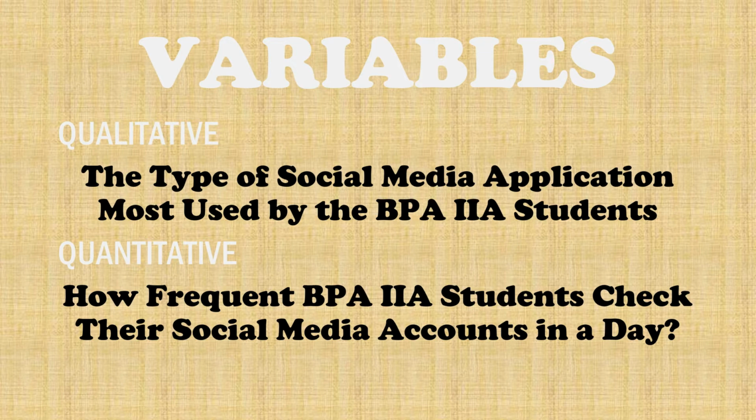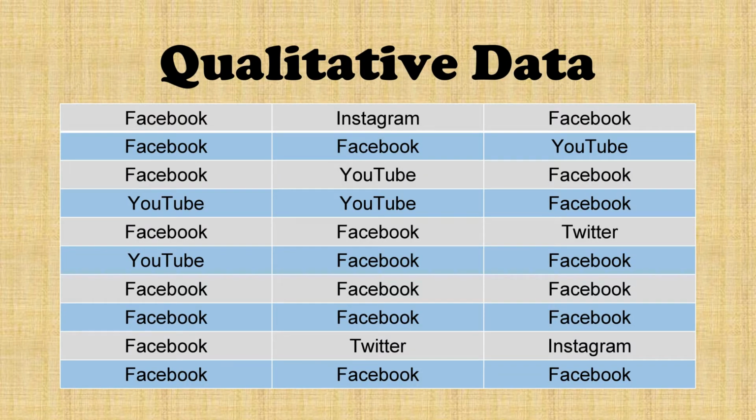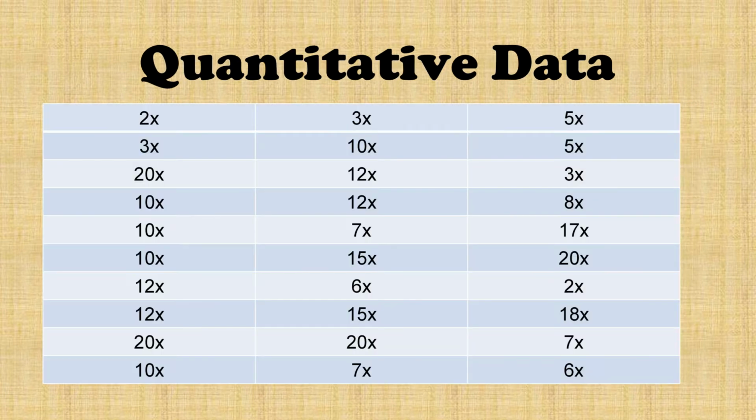The qualitative variable in the study aims to answer the question on what type of social media application is most used by the BPA-2A students, and the quantitative variable aims to answer the question on how frequent BPA-2A students check their social media accounts in a day. In order to understand deeper, let's start with the qualitative data. The table shows the 30 responses of the BPA-2A students, in which they indicated the social media application that they mostly used. While in the quantitative, we presented the data from the respondents on how frequent BPA-2A students check the social media accounts in a day.